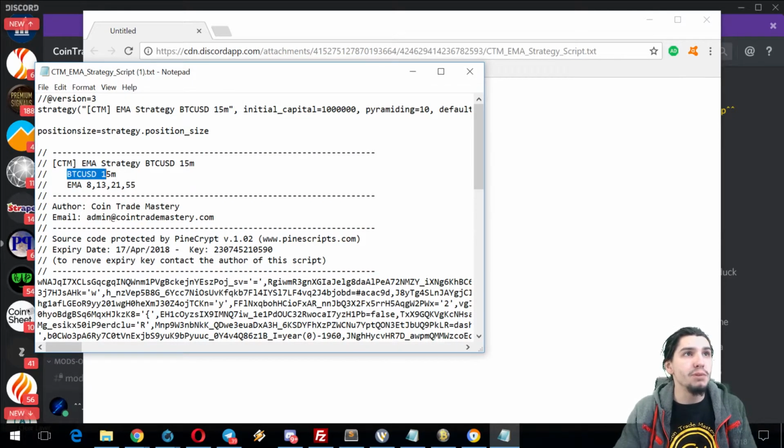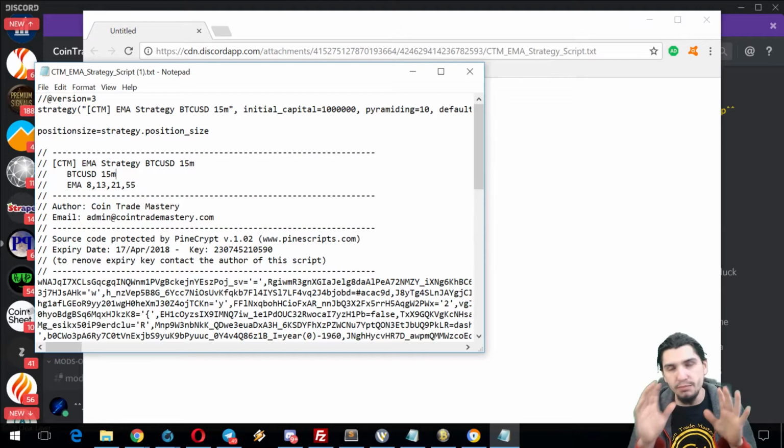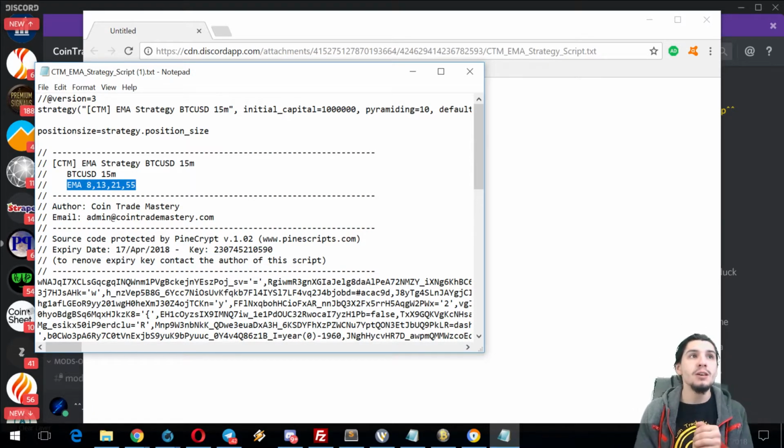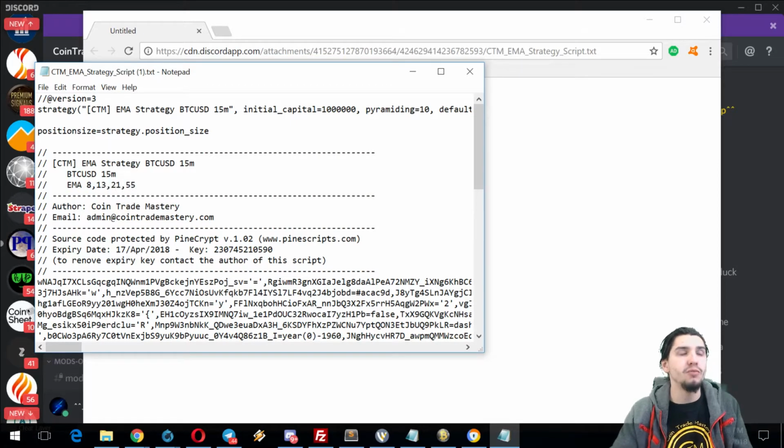I built the strategy to work on the BTC USD pair on the 15-minute chart, on Bitfinex. It should say Bitfinex on there, but it shouldn't matter which exchange. You need to be on BTC USD on TradingView, 15-minute chart, and I have EMA 8, 13, 21, and 55. This is the data that the script actually uses, so you can load this data on your chart to follow along and get an idea of what the script is doing.